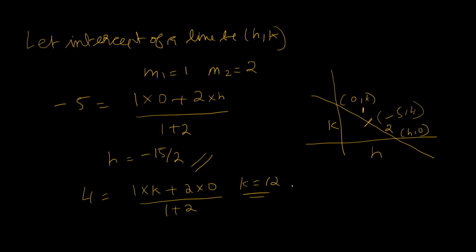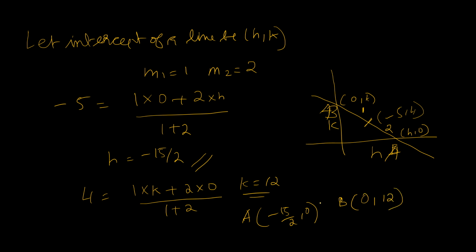So what are the points A and B? Let's take downwards this as A and this as B. You can follow whatever naming convention you like. The point A is given as minus 15 by 2 comma 0, and B is given as 0 comma 12, right?